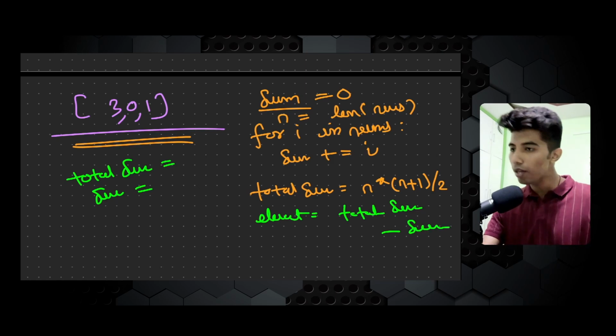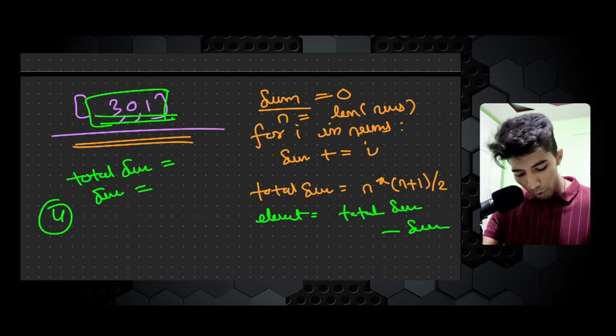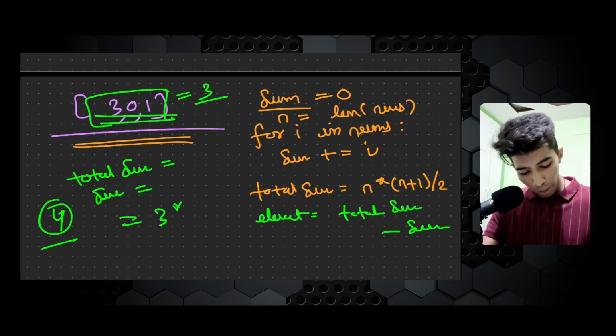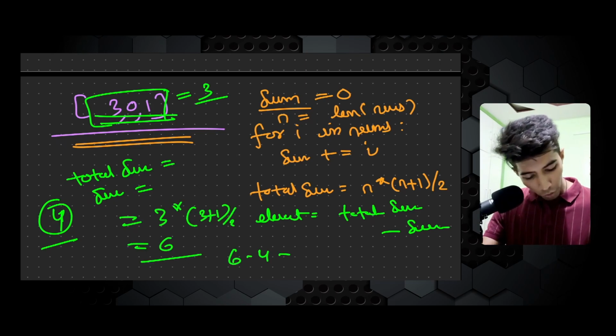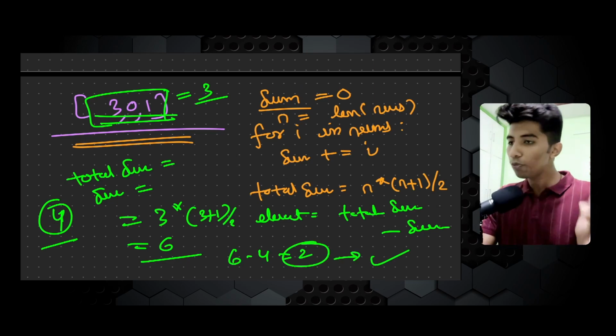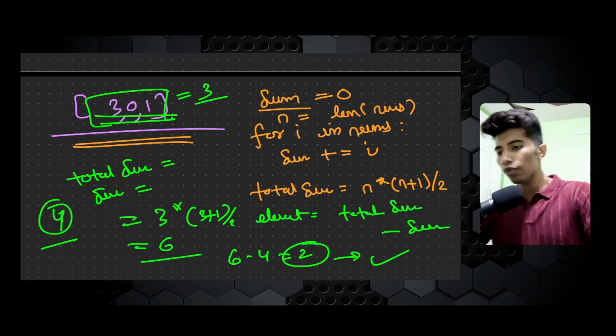Very much simple, because if you take the example of this particular thing, the sum of this will be 4, and the sum till 3 will be 3 into 3 plus 1 by 2, which is equal to 6. So 6 minus 4 will give me 2, and 2 is the missing element which I want to find. So in this you will get the answer in a very small time complexity. So let me code this for you, so that you can also understand it.